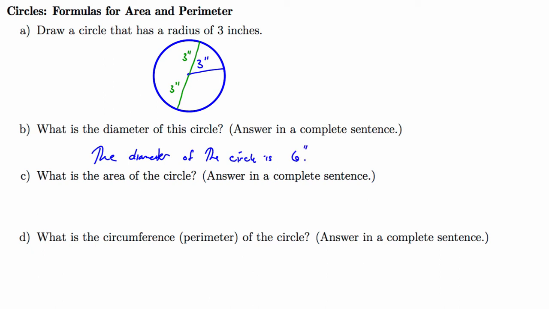It is important to remember that the diameter is always twice the radius. D is more often than not used to represent the diameter, and R is used to represent the radius.